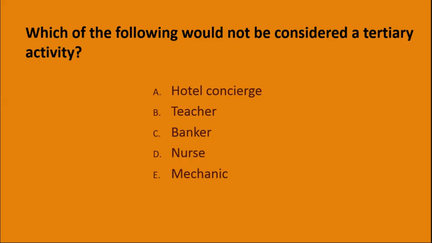So here's your first question. Which of the following would not be considered a tertiary activity? Hotel concierge, teacher, banker, nurse, or mechanic? Well, the answer to this one is teacher, right? The tertiary jobs, remember, are service-oriented, and that can range from sales to healthcare to, well, anything that's service-oriented. But teacher, that would fall under education, and so that would actually be a quaternary activity, okay?